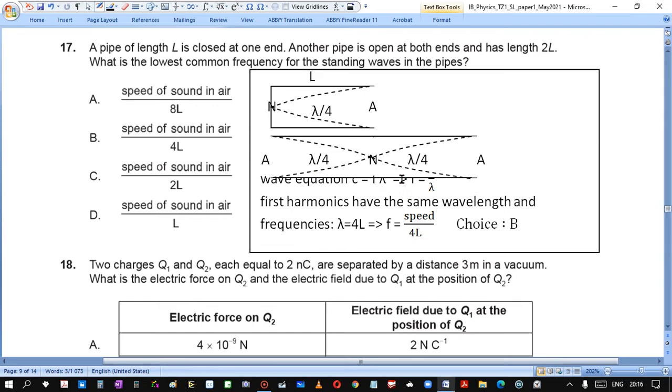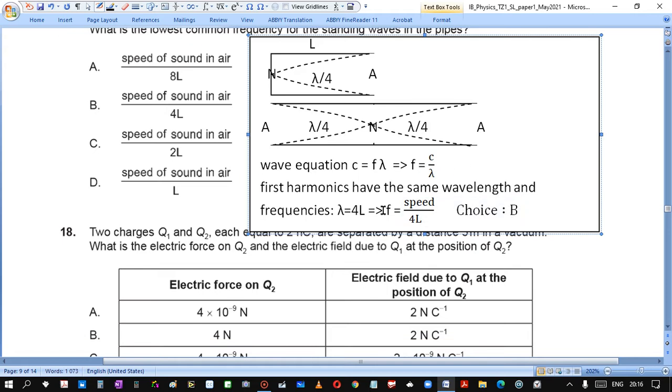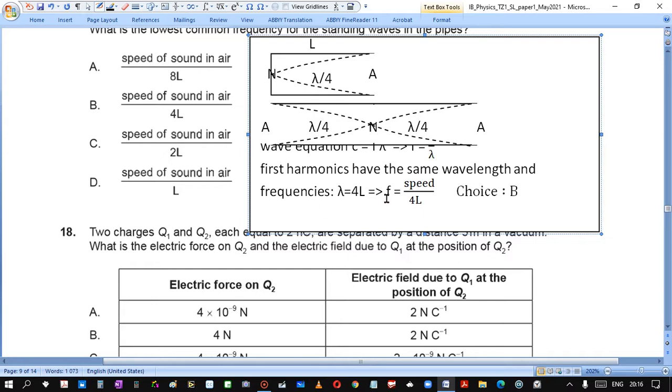It means that the first harmonics coincide. So node to antinode distance is lambda over 4, so lambda is 4L, and from the wave equation we get frequency equals speed divided by wavelength, speed divided by 4L, so it is choice B.